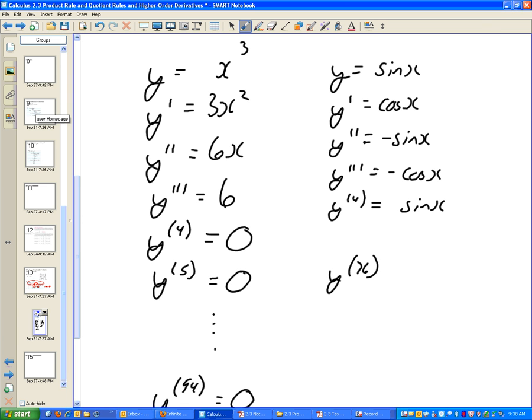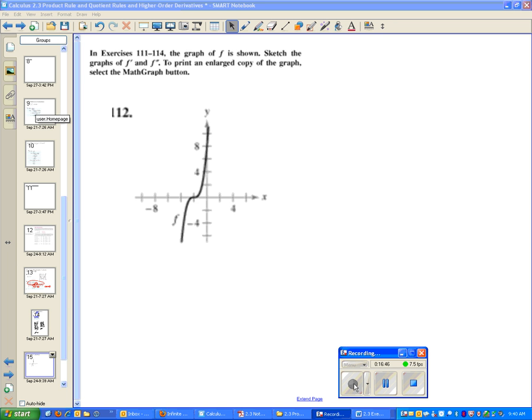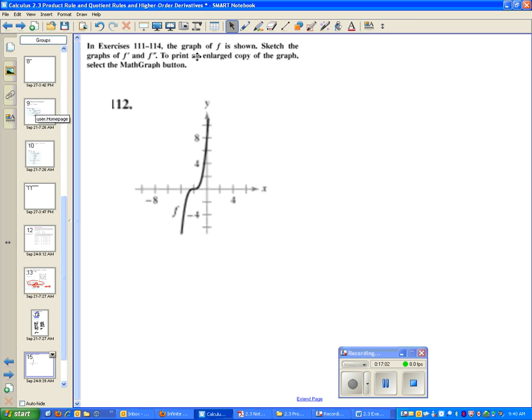All right. Let's see. Hang on a second. Let's do number 112 together. It says the graph of f is shown. Sketch the graphs of f prime and f double prime. All right, let's do it. It's sort of scary, yeah. You don't have to write this part down. Here's what you have to think, though.